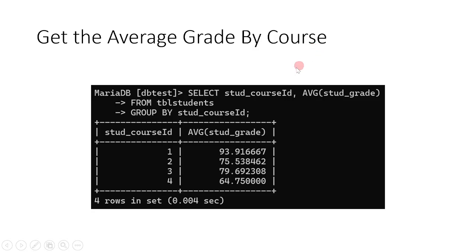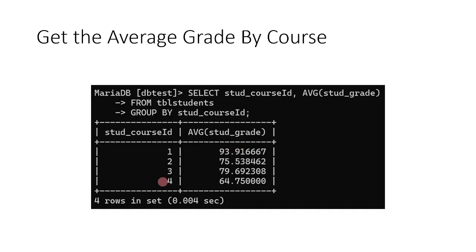As you can see, I have here select, then the course ID and the average of the student grade from TBL students, grouped by course ID. Now I'm just referring to a single table, so as you can see here, I get only the IDs. But it gets now the average grades, and it has grouped by the course ID. So meaning all BSIT students, their average grade is 93.91.